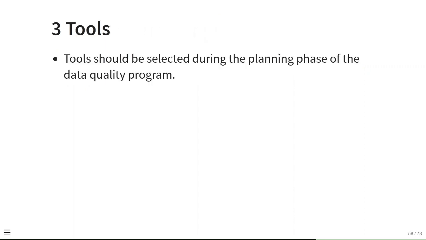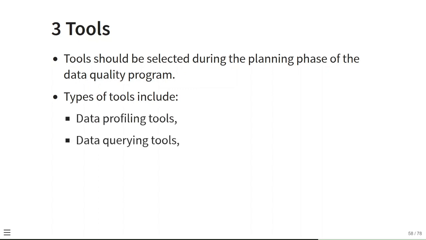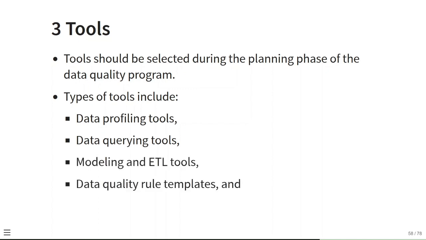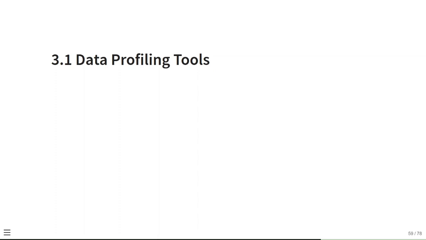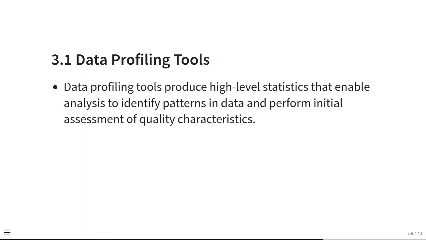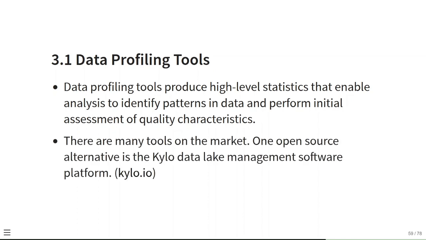Tools. Tools should be selected during the planning phase of the data quality program. And types of tools include data profiling tools, data querying tools, modeling and ETL tools, data quality rule templates, and metadata repositories. Data profiling tools produce high-level statistics that enable analysis to identify patterns in data and perform initial assessment of quality characteristics. There are many tools on the market, and one open source alternative is the Kylo data lake management software platform found on kylo.io.